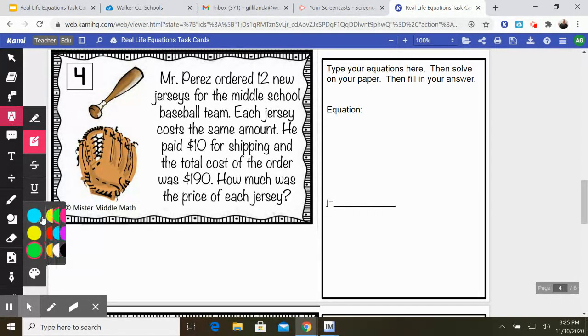So this is what we know. We know the total. The total cost was $190. So we know what's on the other side of our equal sign. We know a constant. We know he paid $10 for shipping. This is what we don't know. We know he ordered 12 jerseys, but we don't know how much each jersey cost. So that is our variable. The J is our variable. So let's write this equation.